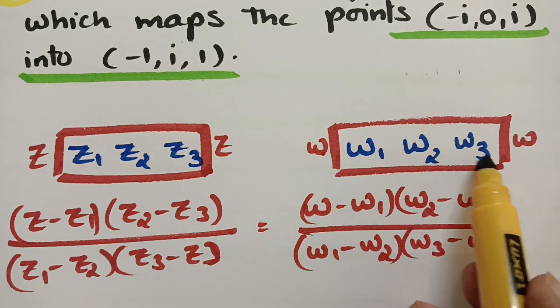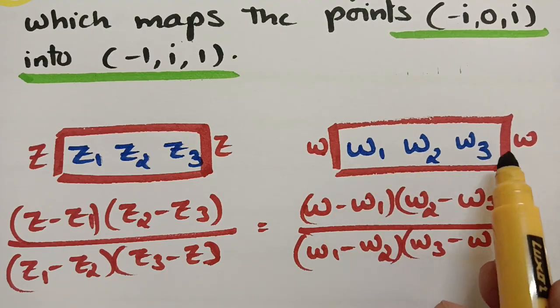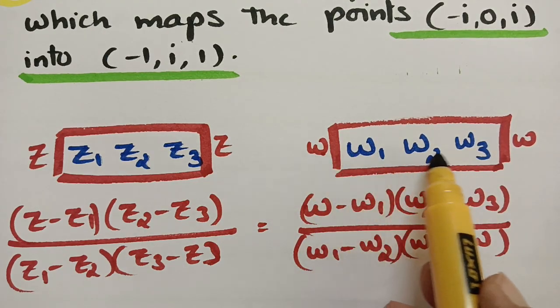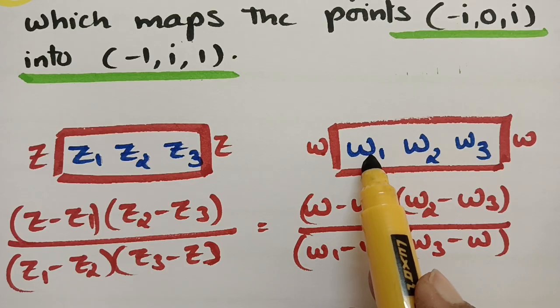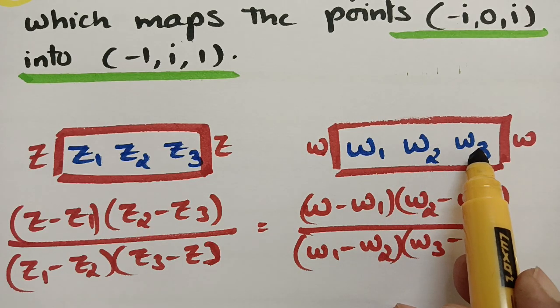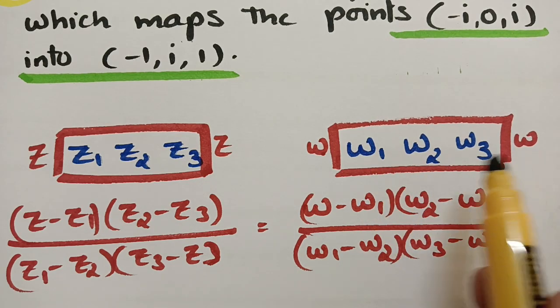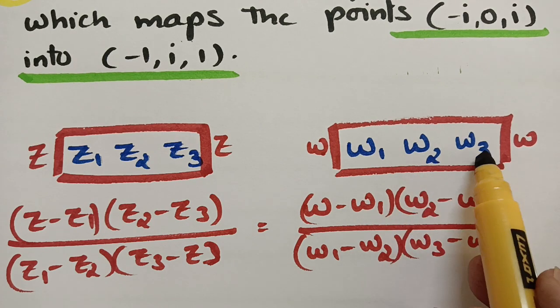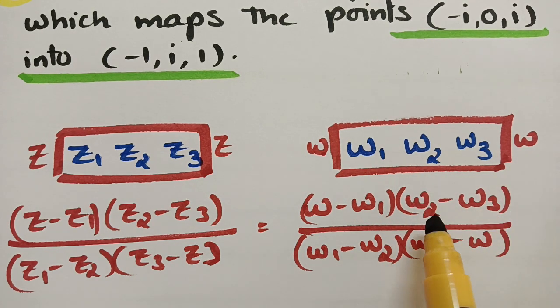The 3 points are given, insert one W on either side. First we consider these 4 W's, that is W minus W1, W2 minus W3. And later we consider these 4 points, W1 minus W2, W3 minus W. So this is the formula which is very easy to remember, and let's get started to solve the first most important problem.